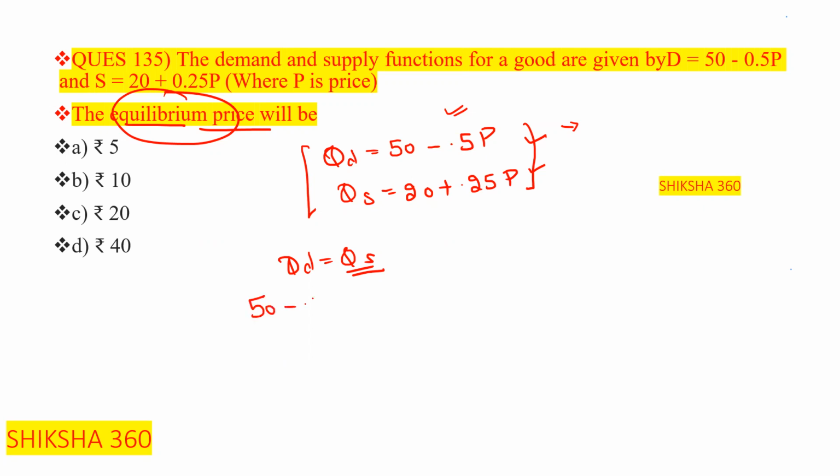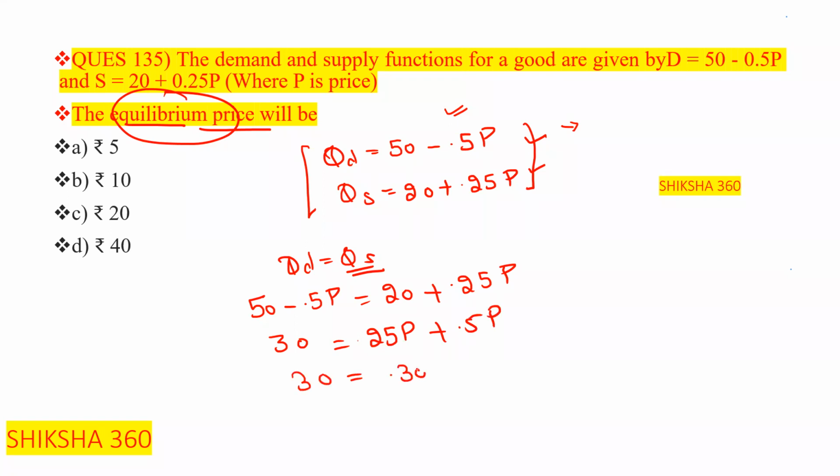50 minus 0.5p is equal to 20 plus 0.25p. So here we have 50 minus 20, that is 30, equals 0.25p plus 0.5p. So 30 is equal to 0.75p. So P here comes out to be 30 upon 75 into 100.